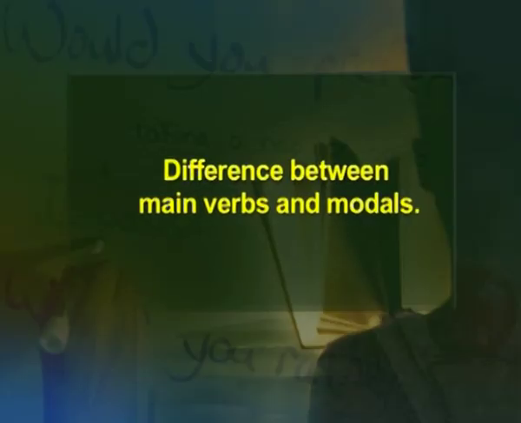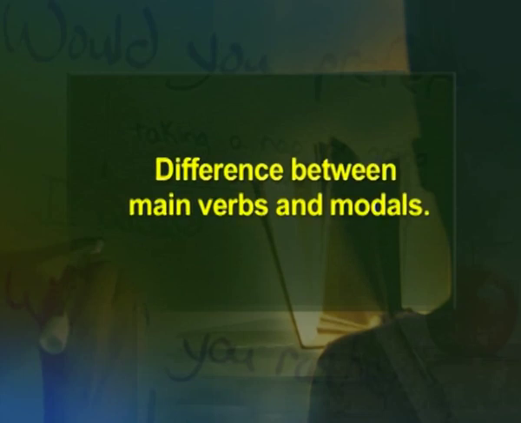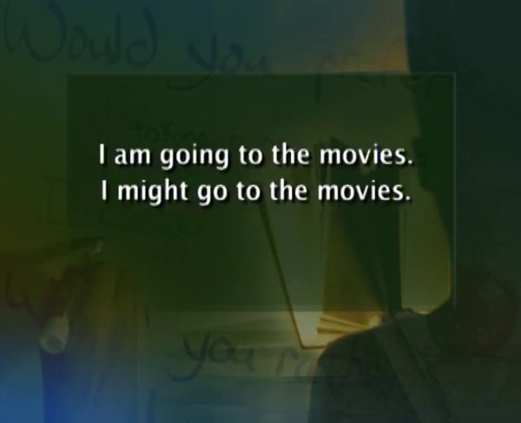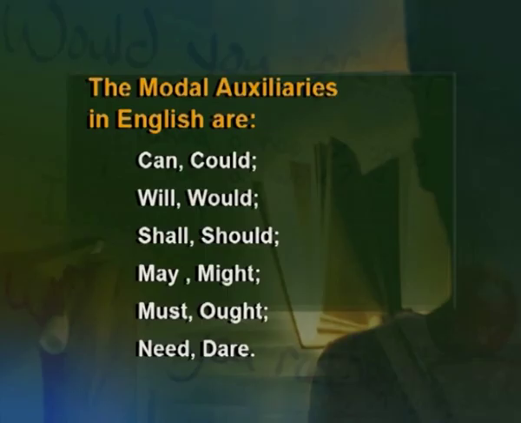Let us understand the main difference between a primary auxiliary or a main verb and the modal auxiliary. "I am going to the movie" is where you are expressing your decision, but with modal auxiliaries you say "I may go to the movie" or "I might go to the movies." Let us see some more examples of modal auxiliaries. The modal auxiliaries in English are can, could, will, would, may, might, shall, should, need, dare, and ought.